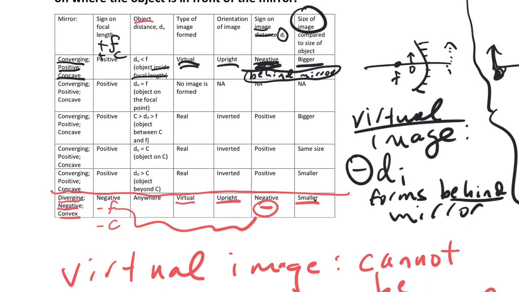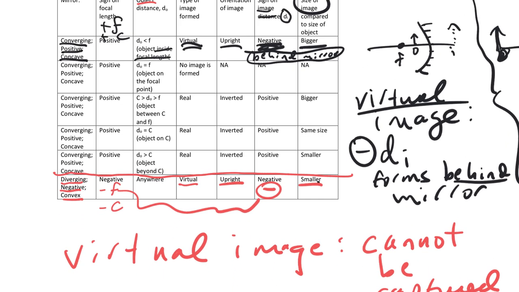Okay, let's look at some other images that will form with converging lenses depending on the distance of the object. So going on to the next one, right here. With the object right on the focal length.